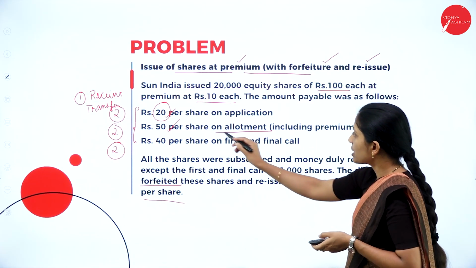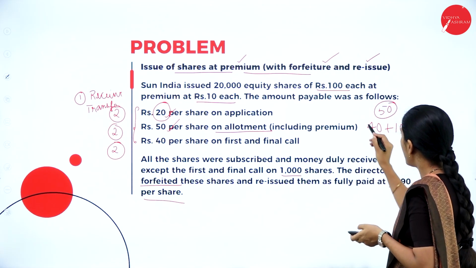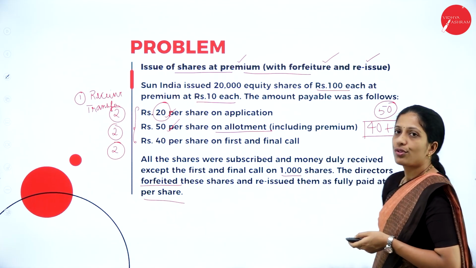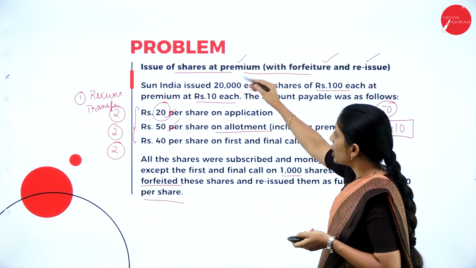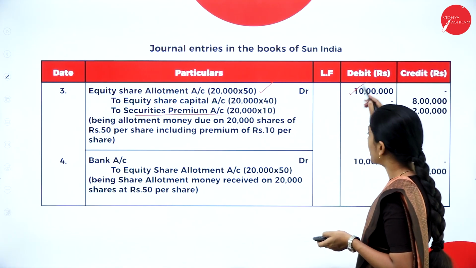Amount is 50 rupees, where this 50 includes what? 40 plus 10 rupees premium. So how do you record? The number of shares is 20,000. So 20,000 into 50, this will be 10 lakh.